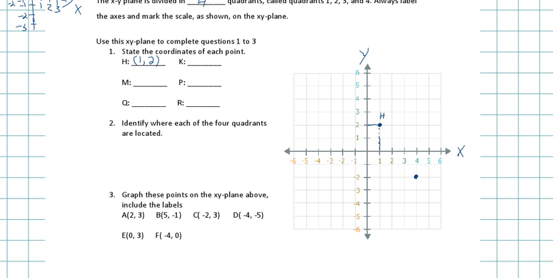This is your K point. What's the value for the K point? X is 4, Y is negative 2. So how will I write that, Dale? 4, negative 2. That's right.